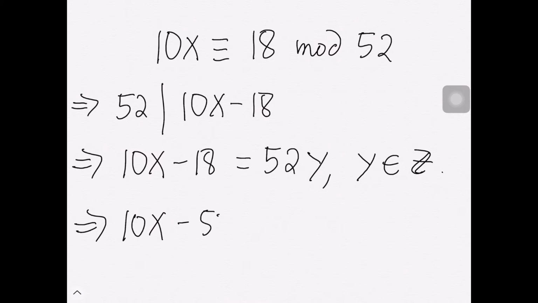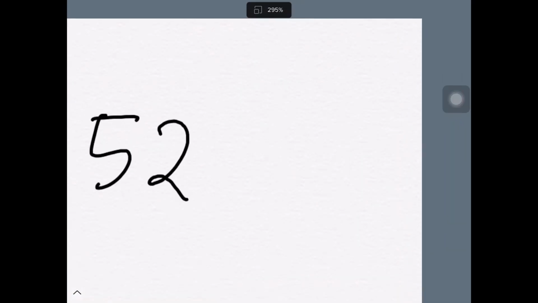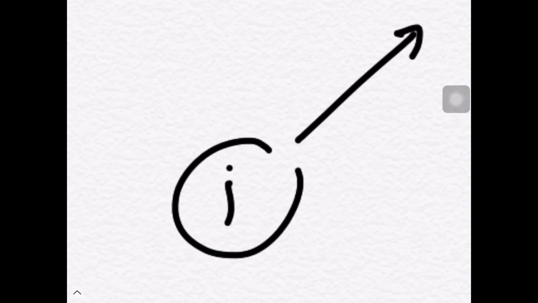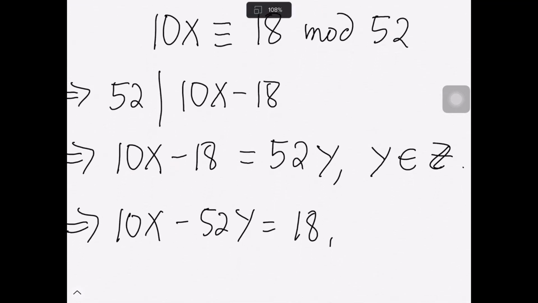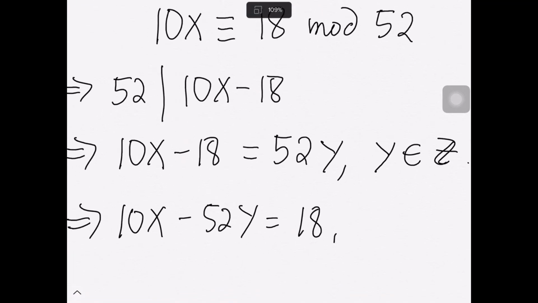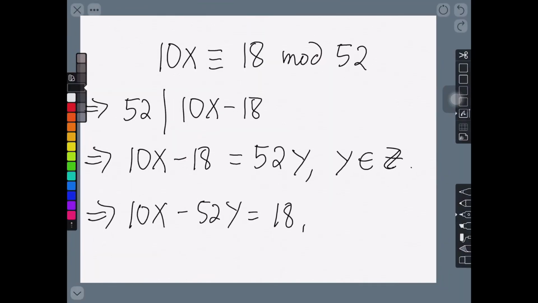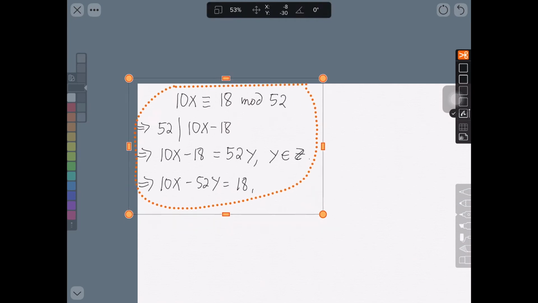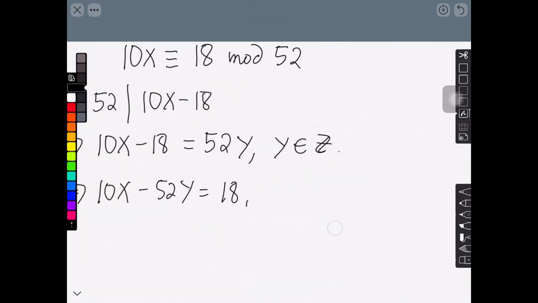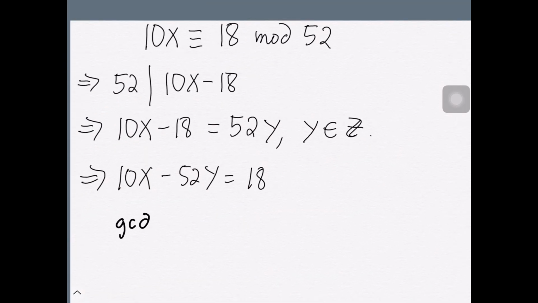Now this equation is the same thing as this. And observe that this equation is actually a linear Diophantine equation. If you want to know more about linear Diophantine equations, we have a separate video that discusses this. In that video, it's discussed that if the GCD of the numerical coefficients of x and y, in this case 10 and negative 52, divides the constant at the right side, that is the 18 here, definitely there will be a solution to this equation.